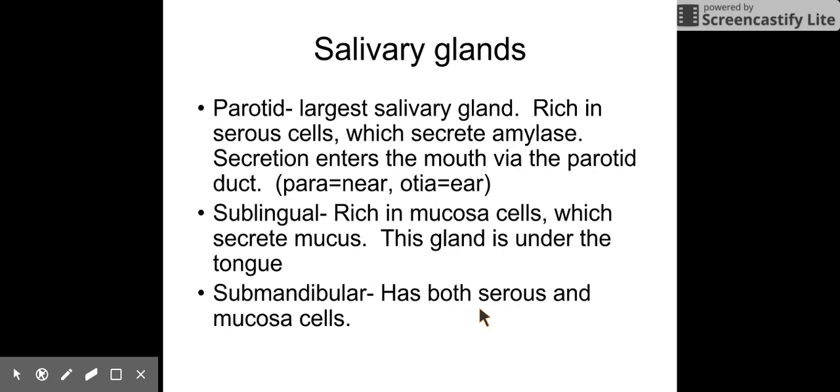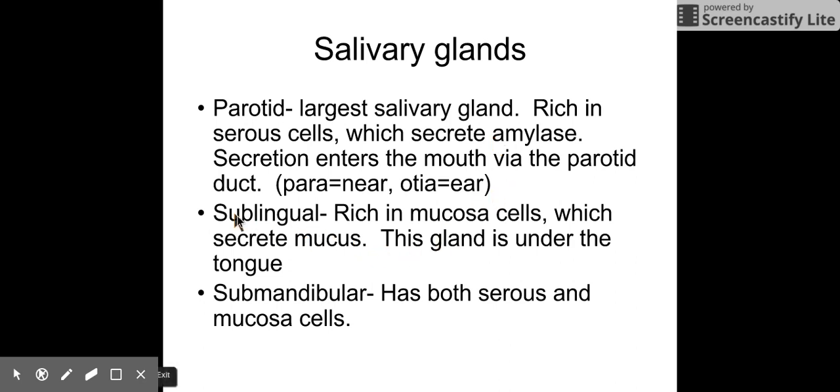The first one is the parotid gland. It is the largest of the salivary glands. It's actually right in front of the ear. It's not actually inside the mouth. And the parotid gland secretes amylase, which is responsible for breaking down carbohydrates. And it only produces amylase, so it only produces enzymes. And it is made of serous cells, and those are the only ones that will produce, obviously, enzymes.